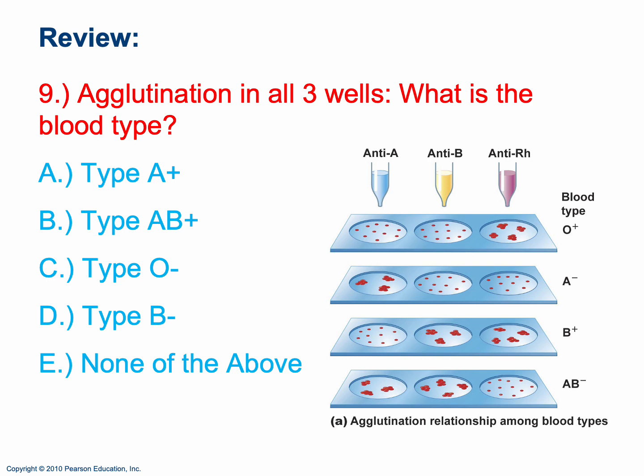How about another example? So number 9. Here we have agglutination in all three of the depression wells. What is the blood type? All right, and the correct answer here, I would probably go ahead and select letter B, type AB positive. So type AB positive would be the correct answer.